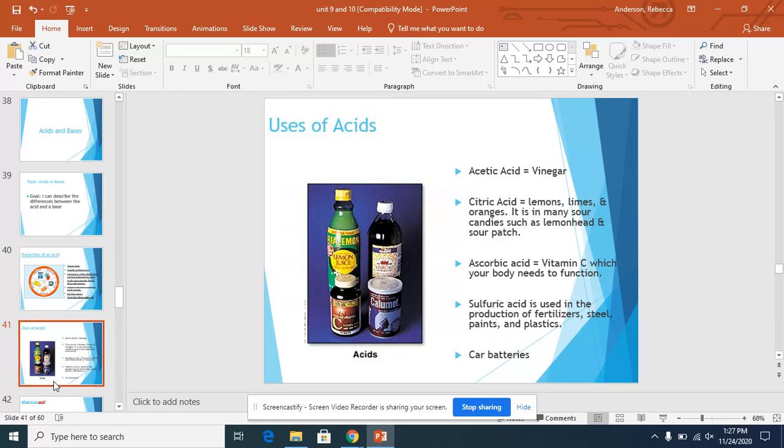Now, your uses of acids, I just want you to write one use down. You do not have to write all these bullet points. But acetic acid is used in vinegar. Citric acid is found in lemons, limes, and oranges. And it's also what's used to make sour candy sour. Ascorbic acid is vitamin C, which our body needs to function. What helps us keep our immunity up. And sulfuric acid is used in the production of fertilizer, steel, paints, and plastics. And then also car batteries have sulfuric acid as well.